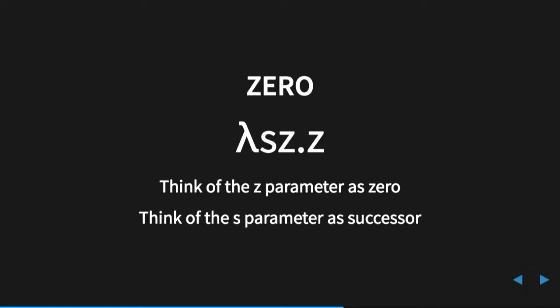So what kind of function could represent a zero? And this is the one that we're going to use. There's two cunningly named parameters here, s and z. And z is chosen because it's a zero. But we can think of the s as being a successor function. Now, in this first expression, what we see is that the s appears no times at all in the body. So that means we have a zero, and then we have nothing further happening with it. So unsurprisingly, that represents zero.